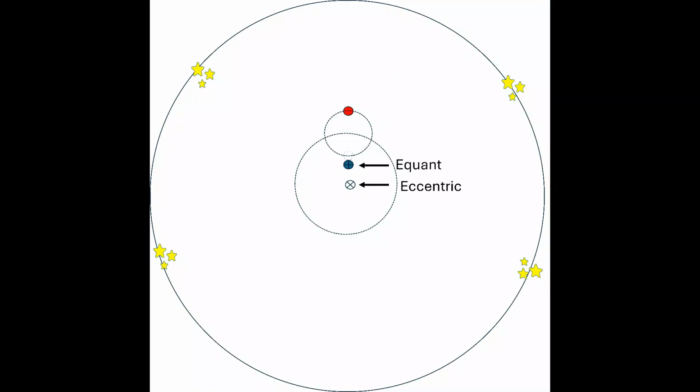The motion of the planet, when observed from the equant, would appear constant in angular speed. That is, it would cover the same angle in the same time. The equant was different for each planet.